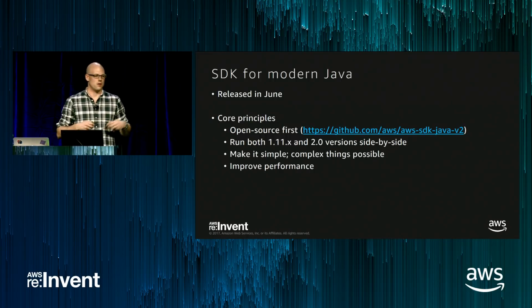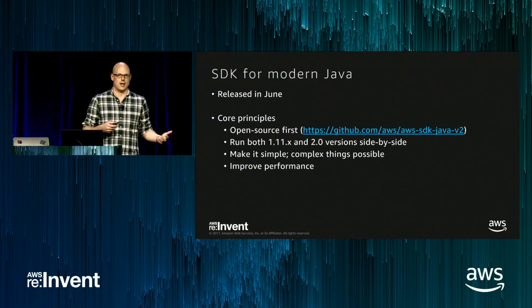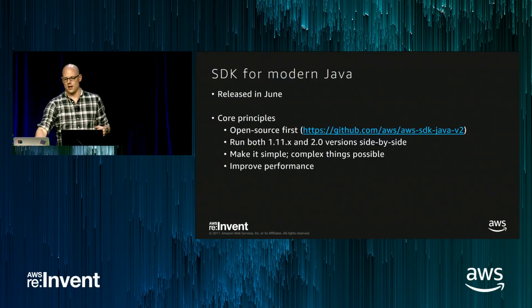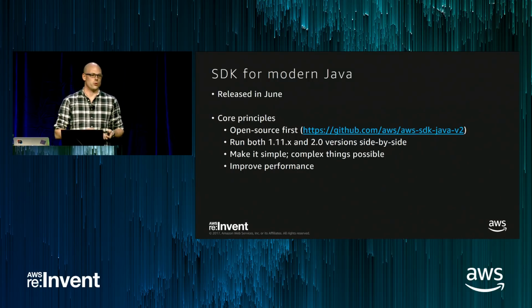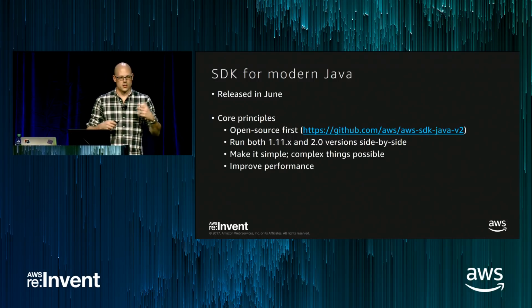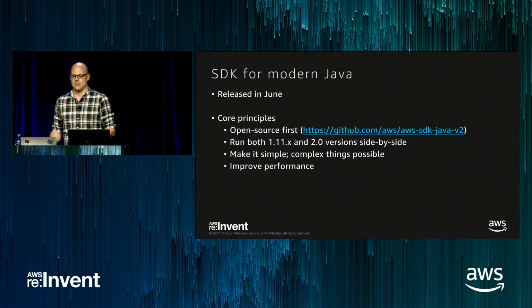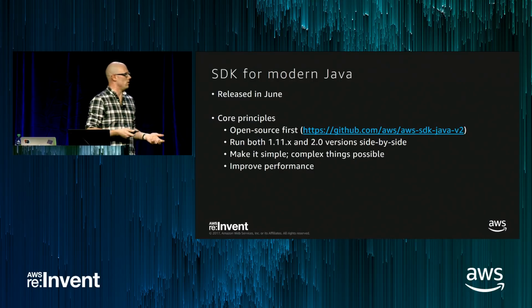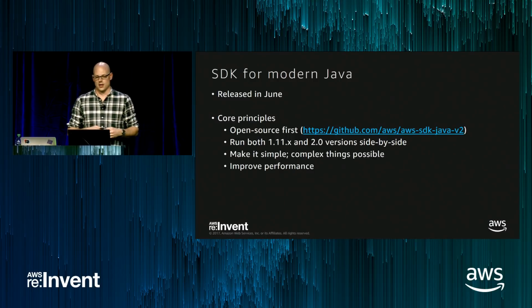You shouldn't have to dig into the depths of the SDK to do something that's really common. But at the same time, you want to have the flexibility to do complex things if you have different use cases. And so that's where this tenet of simple things simple and complex things possible comes in. And we use that to drive our design decisions.